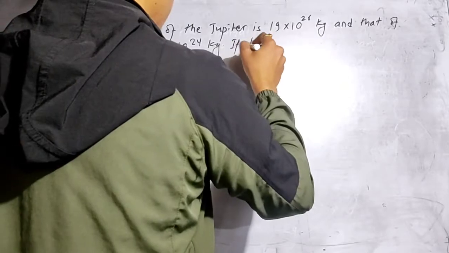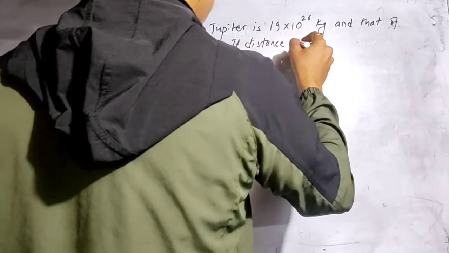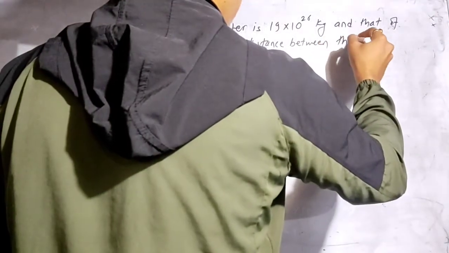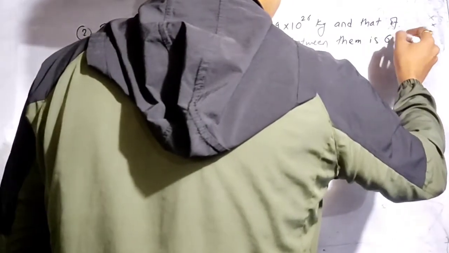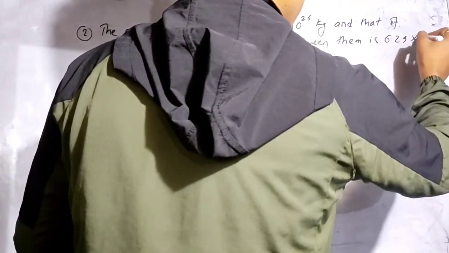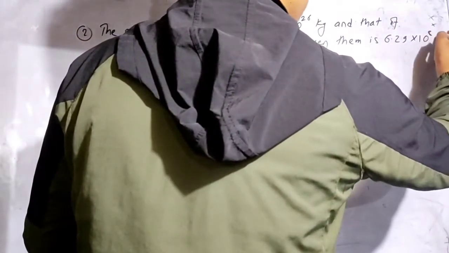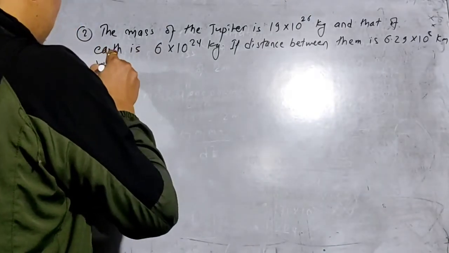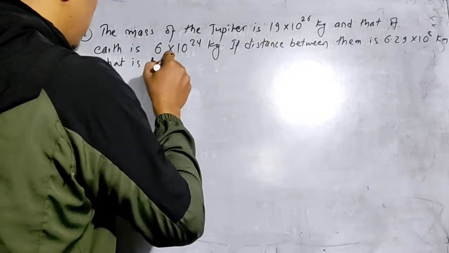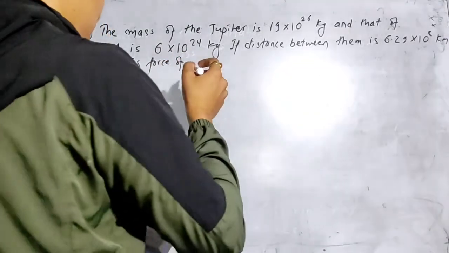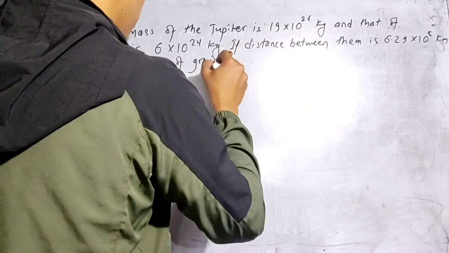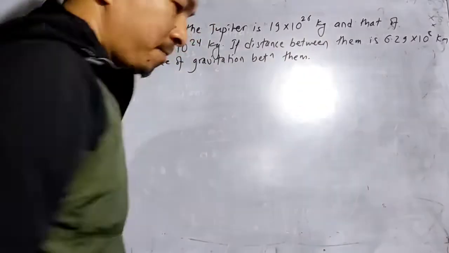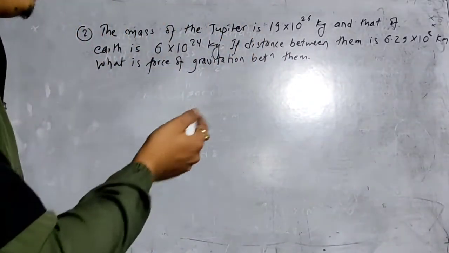If the distance between them is 6.29 into 10 to the power 8 kilometer, what is the force of gravitation between them? Okay, simply in this question also we have to write given.